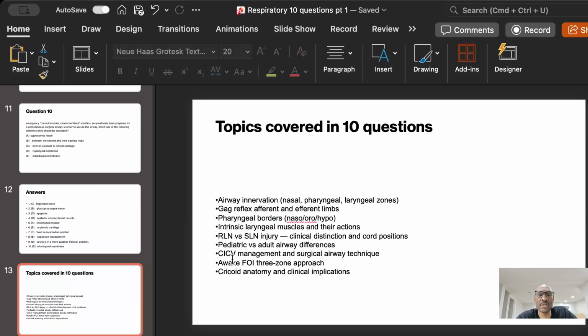We saw our answers. Let's see if it matches what I broke down. The airway innervation, the gag reflex, the pharyngeal borders, intrinsic laryngeal muscles and their actions, recurrent laryngeal nerve versus superior laryngeal nerve injury, clinical distinction, and cord positions. Okay, good. Pediatric versus adult airway differences, can't intubate, can't ventilate management, and surgical airway techniques, the awake fiberoptic, 3-zone approach, cricoid anatomy, and clinical implications. Those are the topics covered in these 10 questions.